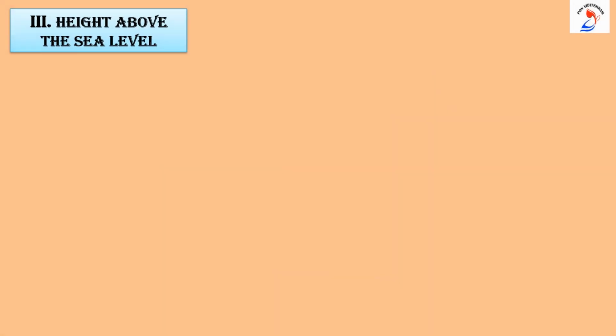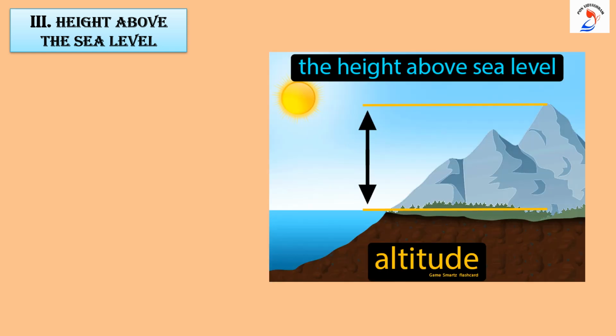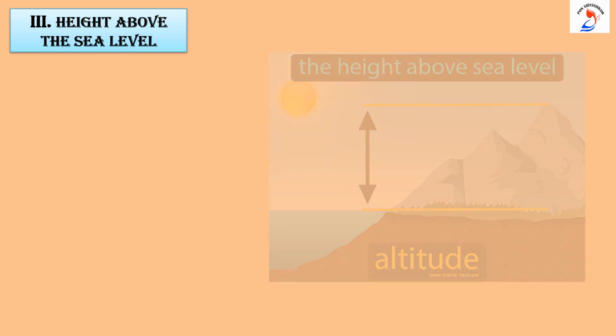Children, the third cause for the variation in climate is height above the sea level. The climate of a place is also affected by its altitude. Now, what do you mean by altitude? Altitude is the height of a place above the sea level. Now, children, as all the seas of the world are linked to each other, their level is the same all over the earth. And therefore, sea level is taken as the parameter for measuring the altitude of a place.